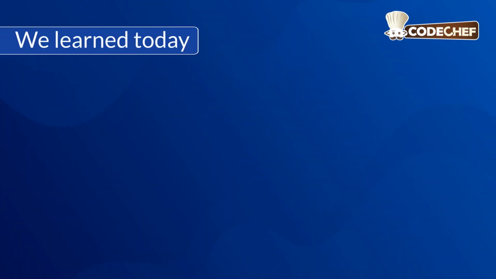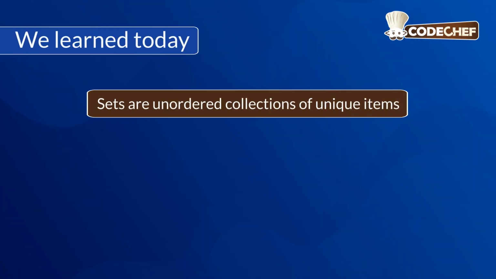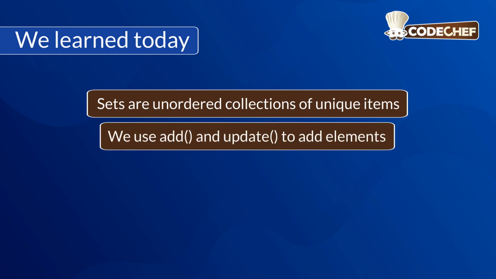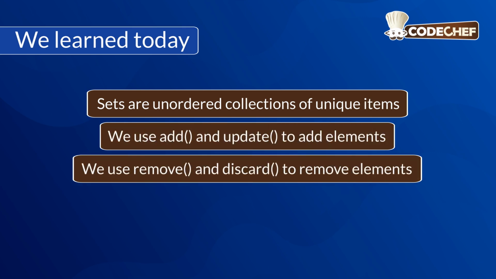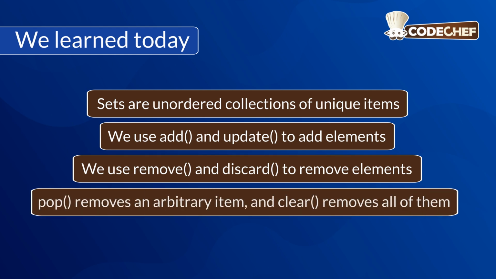Let's quickly recap what we learned today. Sets are unordered collections of unique items. We use add and update to add elements. We use remove and discard to remove elements. Pop removes an arbitrary item, and clear removes all of them.